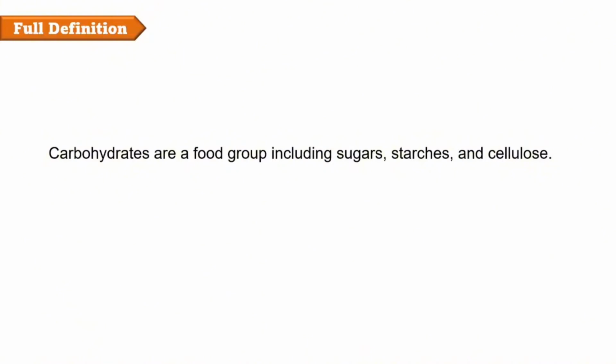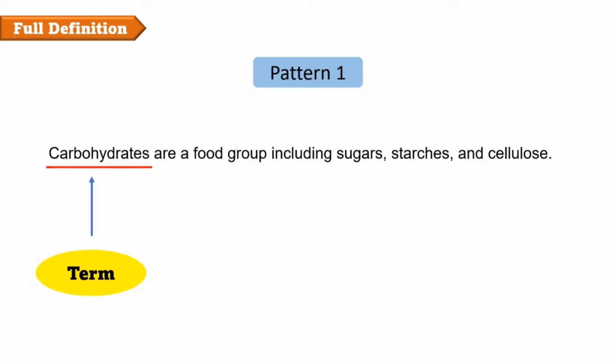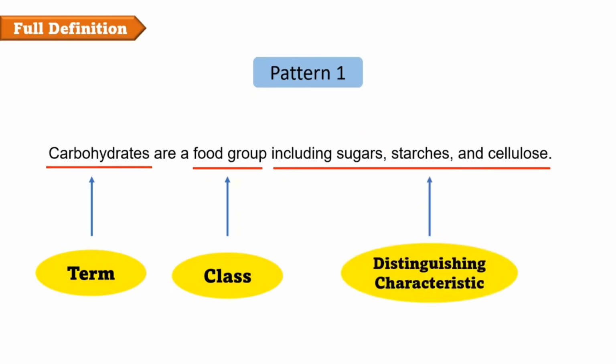Here is an example of a full definition. Ito yung pinaka-basic form of defining terms. Carbohydrates are a food group including sugars, starches, and cellulose. In this particular definition, we actually follow a certain pattern. That is, the term to define, the general class to which the term belongs, and a distinguishing characteristic which separates the term from the other members of the same class.